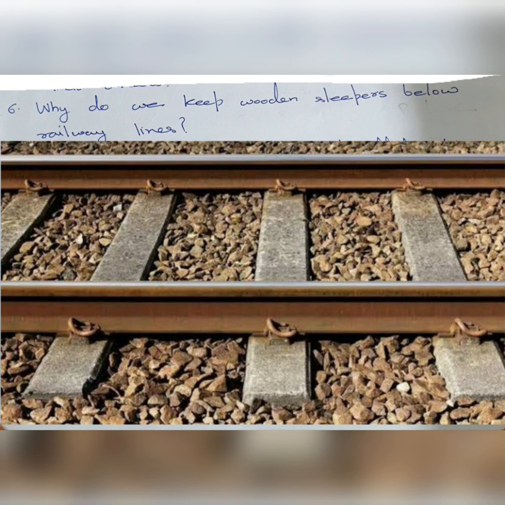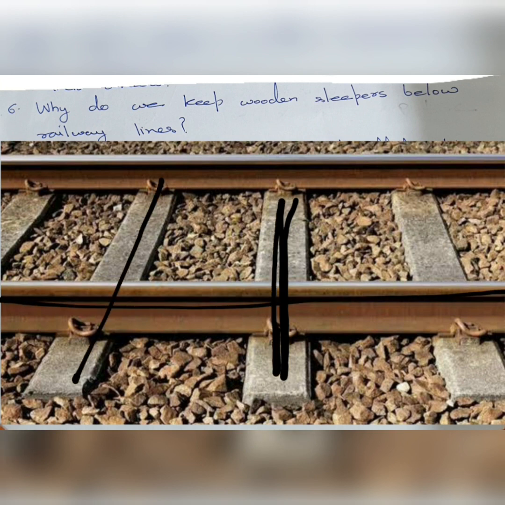Example: why do we keep wooden sleepers below the railway line? These are the wooden sleepers and this is the railway track. Why are we keeping this? Because by keeping these wooden sleepers, we are increasing the area of contact with the ground and the pressure exerted by the train on the ground will be less.